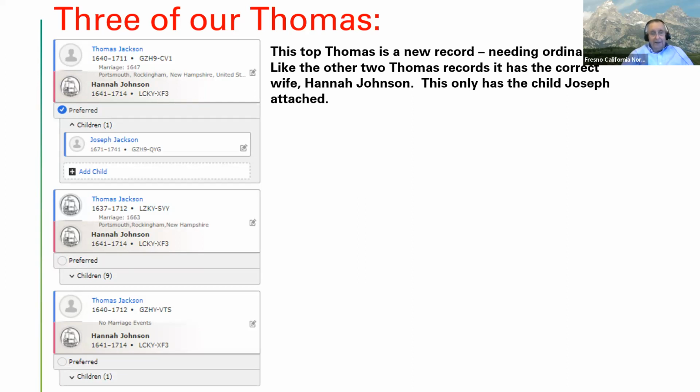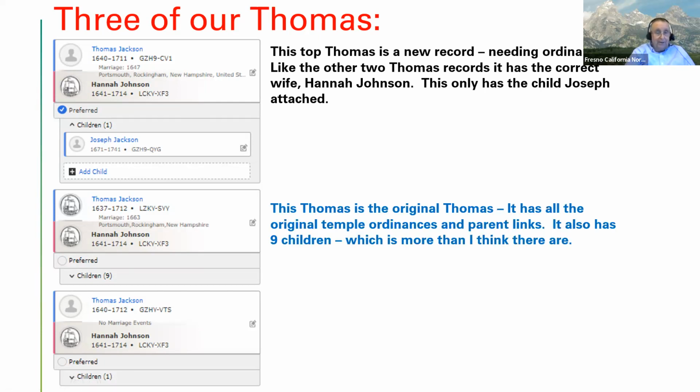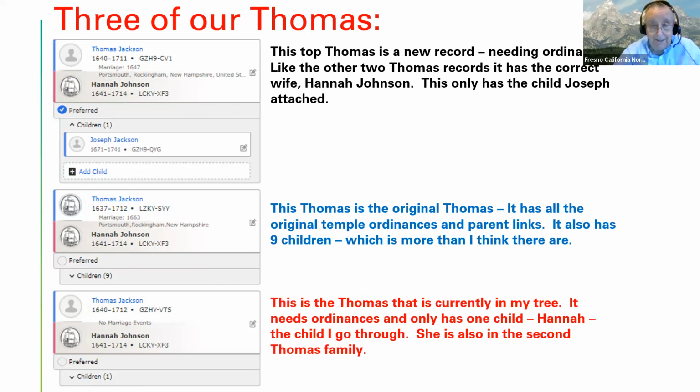And the first one only has 1 child. And the last one only has 1 child, and the one in the middle has the 9 children for the family. And actually, I think that's maybe 1 more than there should be. But that's for another day, a problem for another day. Okay, and the bottom one's the one that's in my tree with just the 1 child, Hannah.